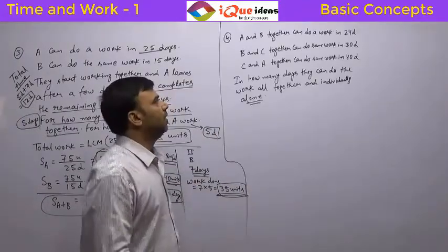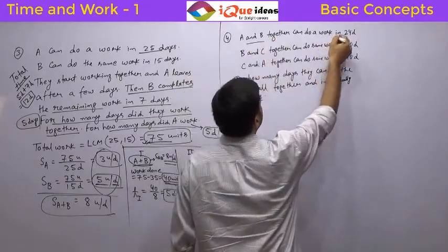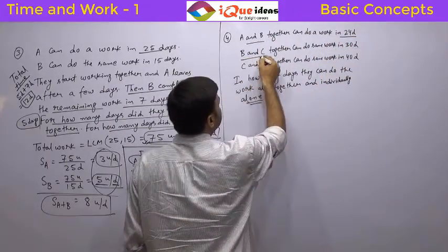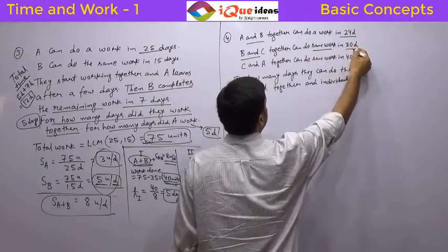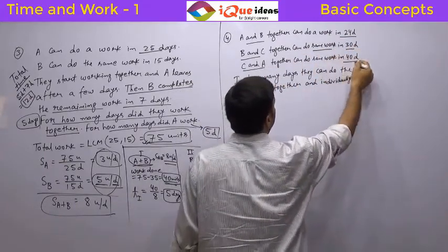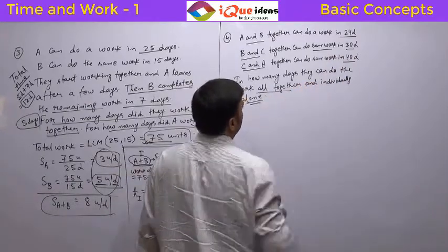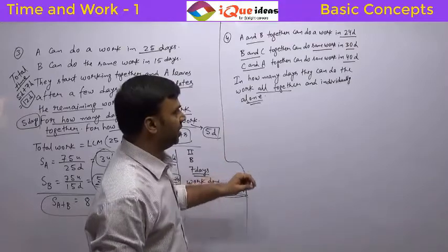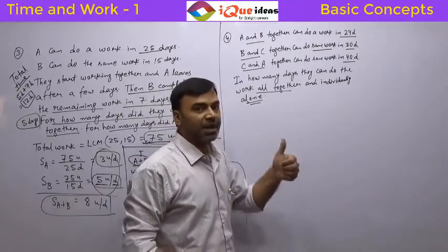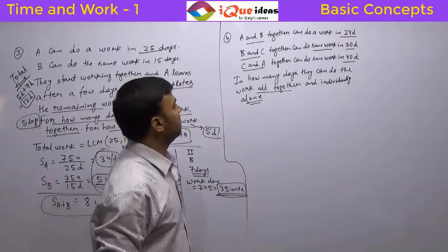Alright. Now this question says A and B together can do a work in 24 days. B and C together can do the same work in 30 days. C and A together can do the same work in 40 days. In how many days can they do the work all together? So the time taken by A, B and C altogether, and then individually alone, that is the time taken by A, by B and by C. So how do we do it?